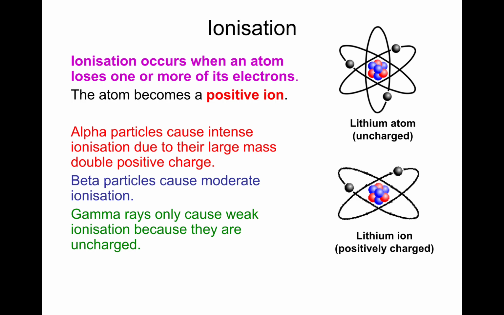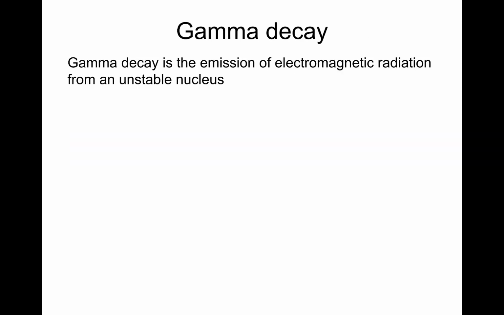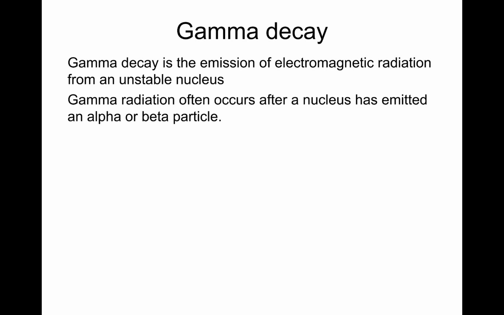Let's move on. So what is gamma decay? Gamma decay is the emission of electromagnetic radiation from an unstable nucleus. And gamma radiation often occurs after a nucleus has already emitted an alpha or beta particle. So basically the atom that's remaining after the emission of alpha or beta would have excess energy, and it gives off that excess energy as an electromagnetic wave.